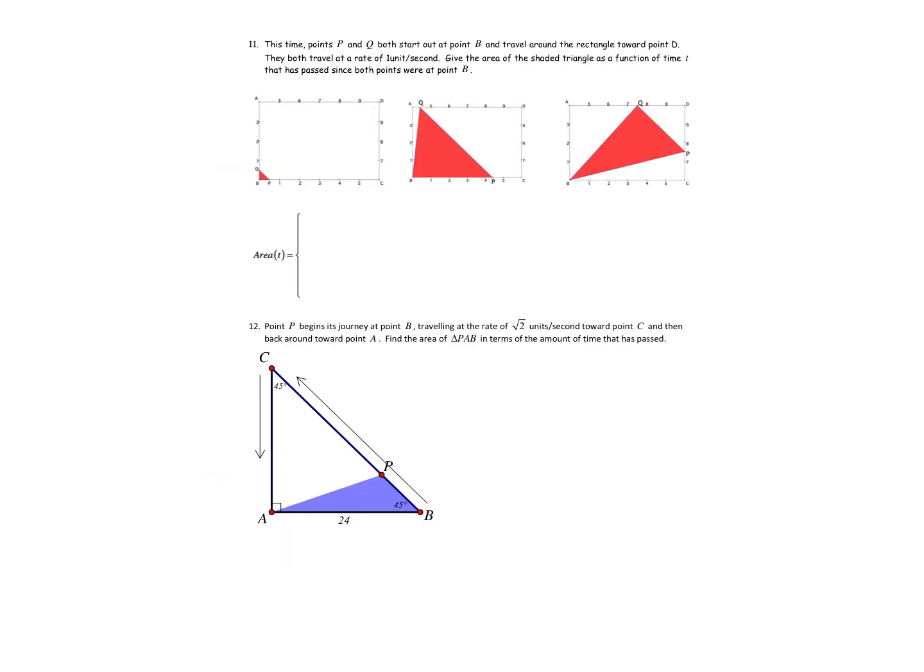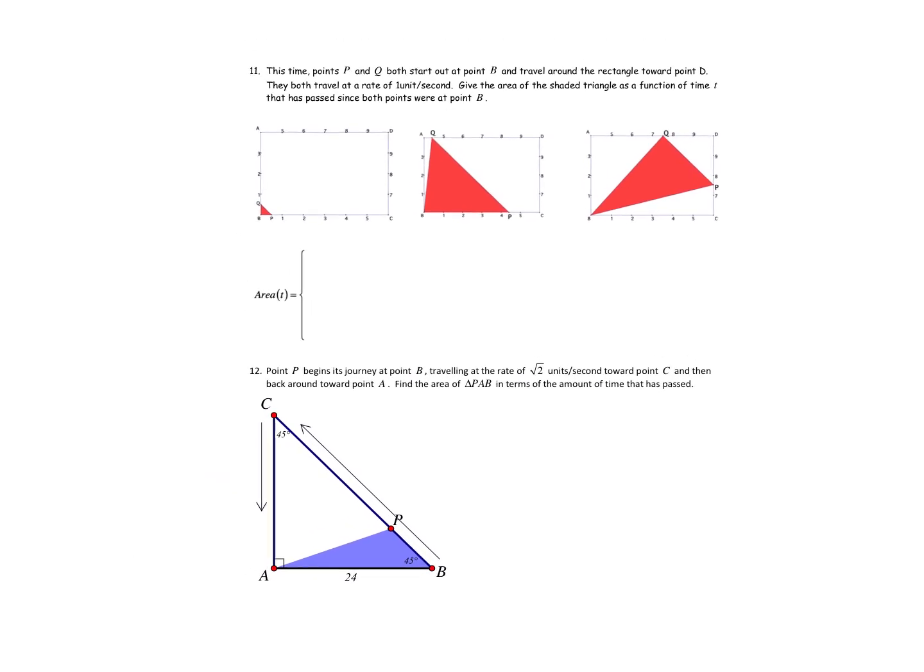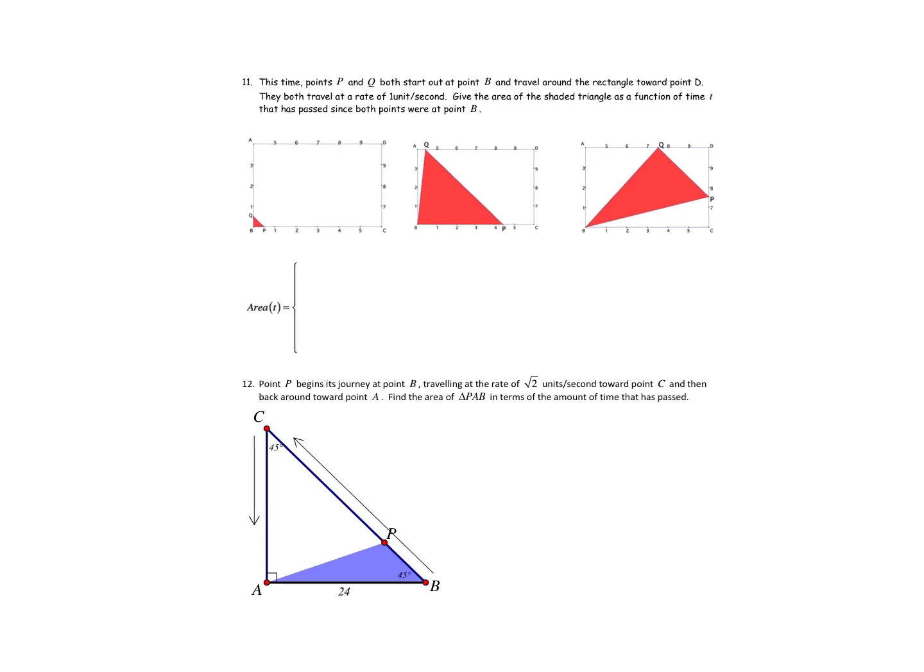Okay, let's look now at adding a level of complexity in 11. This time, both points are moving. And they're both moving at the same rate, 1 unit per second. So again, distance is rate times time, so distance and time will be the same here because the rate is just 1. And notice, until I get to this corner here, which is 4 seconds, I can find the area the same way.